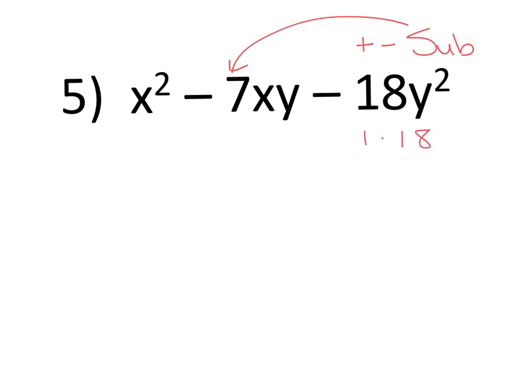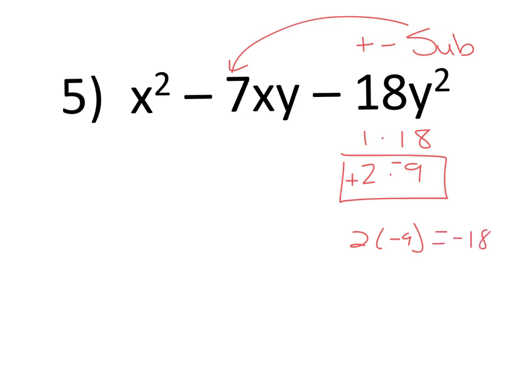So I've got 1 times 18. That's not going to get me a 7. All right, I'm going to go to 2 times 9. Well, that might work. Okay, so I'm going to focus in on this guy and see if I can make something work here. So now I know one's positive, one's negative. So if I make the 2 positive and the 9 negative, when I take 2 times -9, that gives me -18. And when I take 2 plus -9, that's going to get me a -7. So yay, it works.